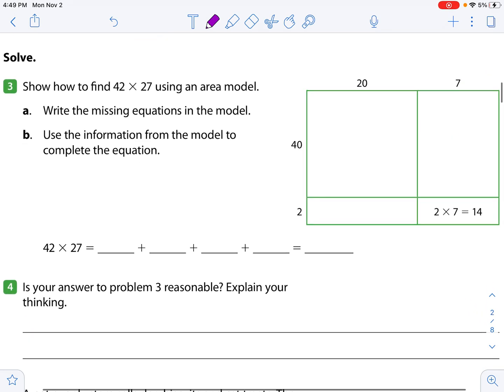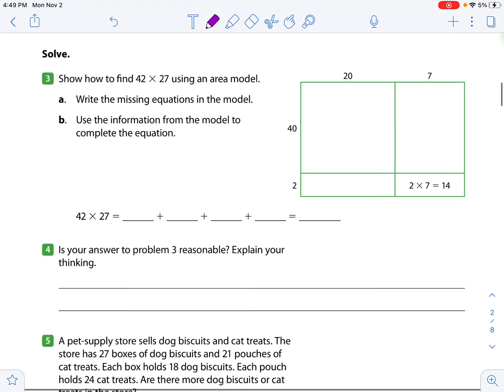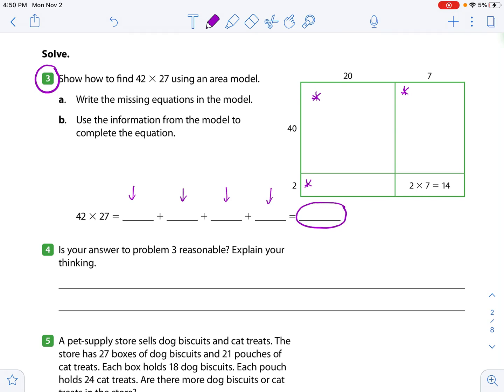All right, so moving on to your next page, you've got an area model. Okay? I want you to complete this area model. Okay, you've got your stuff already in there for you. You're going to solve each box. Each time you solve a box, you're going to put your products there until you come up with the product for the entire thing of 42 times 27.